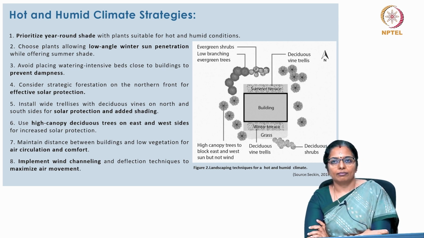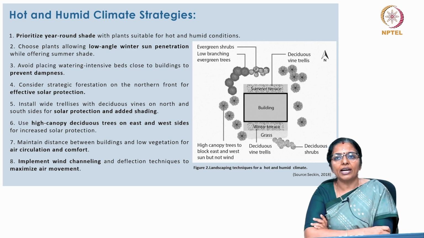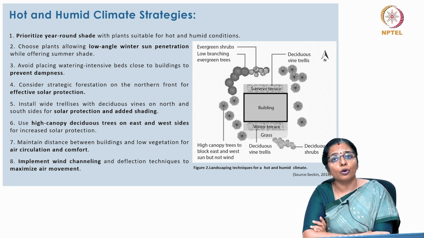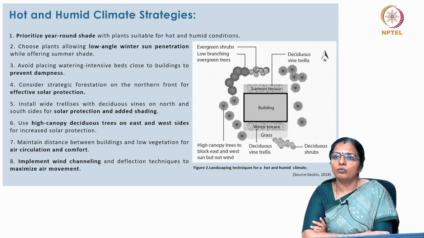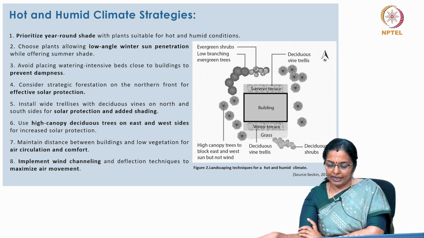Throughout the year, prioritize shade with plants suitable for hot, humid conditions. Not all plants can survive the climate. We must choose plants allowing low angle winter sun penetration while offering summer shade.